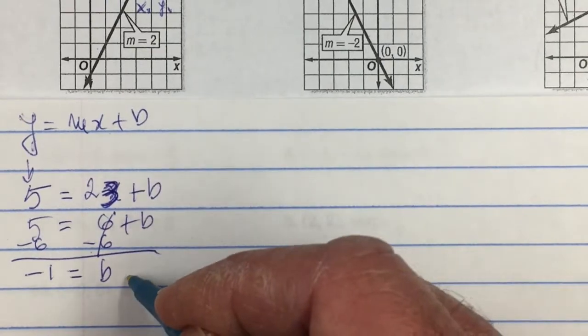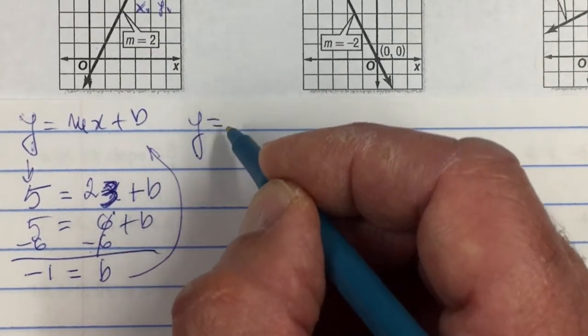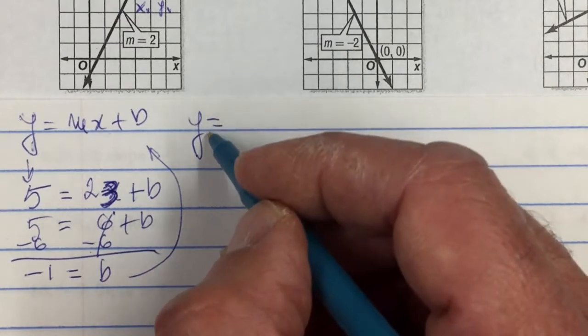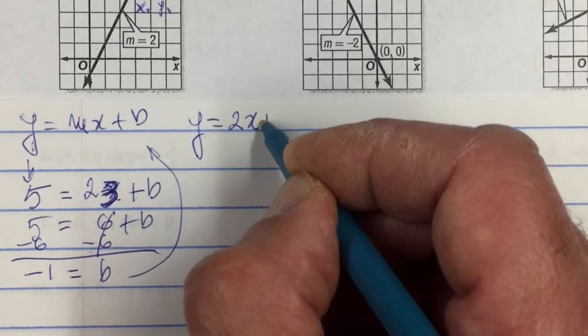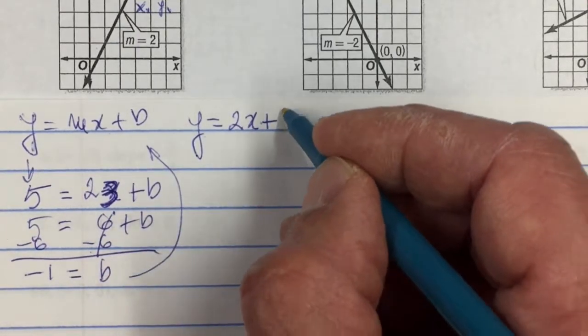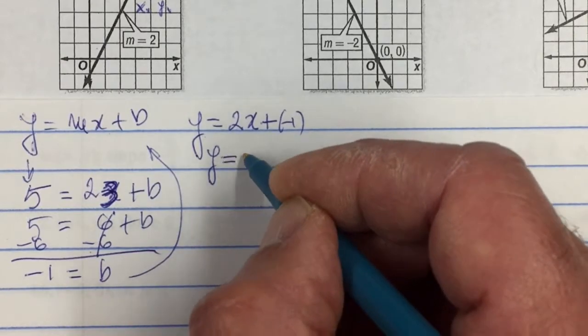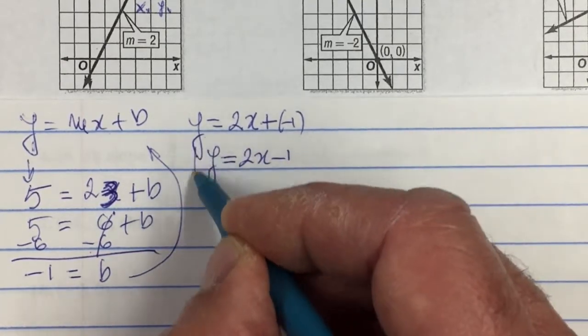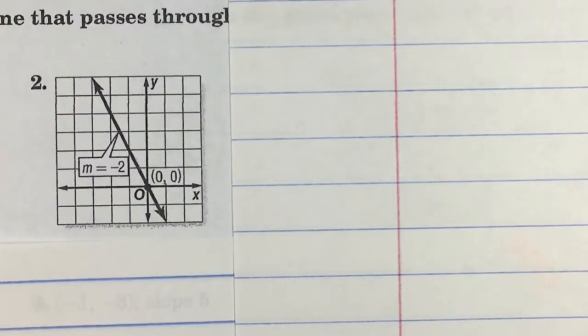So in the general formula here, I'm going to replace m and b by the numbers I already found. Y is going to be m, 2, times x plus the b that I just found, -1. And I can rewrite this simpler: y equals 2x minus 1, and this is going to be my equation. Let's go to number 2 now.